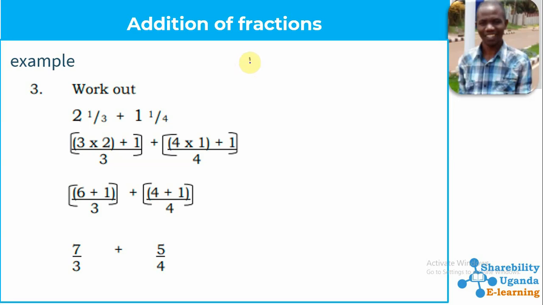Okay, so another example we have is here. Here they come with mixed fractions. It has a whole part and also the fraction itself. For example, here we have the whole number 2, then 1/3. We are going to add it to the whole number 1, 1/4. So what do we do here for us to add this? Remember, this one is in the form of a mixed fraction. What we do is to first change it to an improper fraction, because it has a whole number and a fraction.